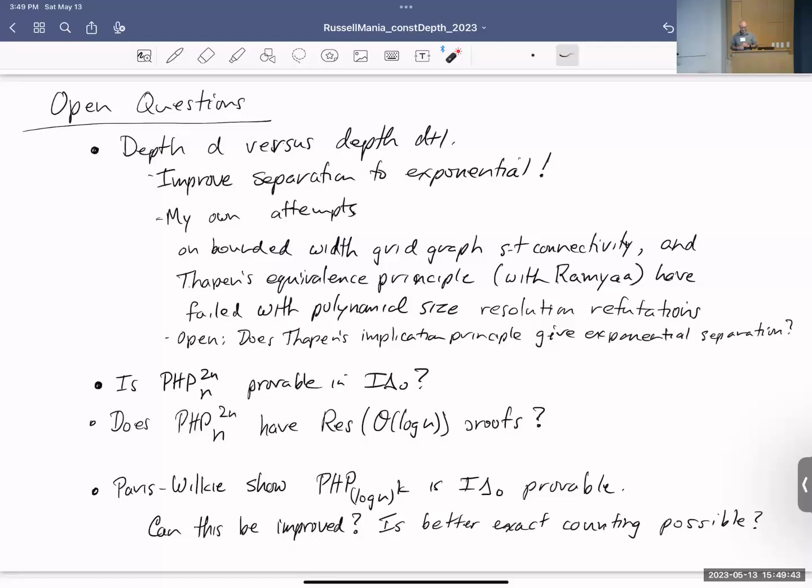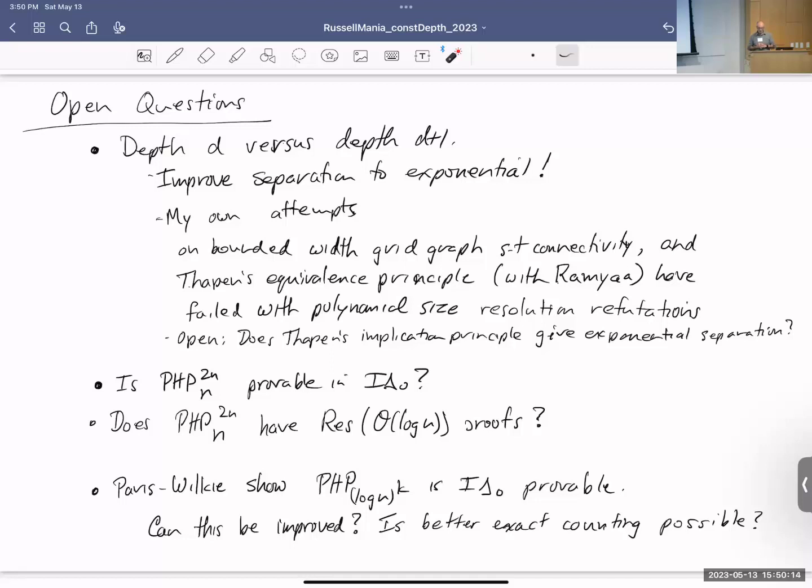And then Neil Thapen has an implication principle that Rami and I worked on, and the equivalence version of his implicational principle we were all very happy with, and then discovered that it has polynomial size resolution refutations, certainly not requiring depth d or whatever, right? So the implication principle is still open, but the equivalence principle, which I was astounded to learn, has in fact small resolution refutations. So I won't talk about it today, but encourage you to go look up the paper.